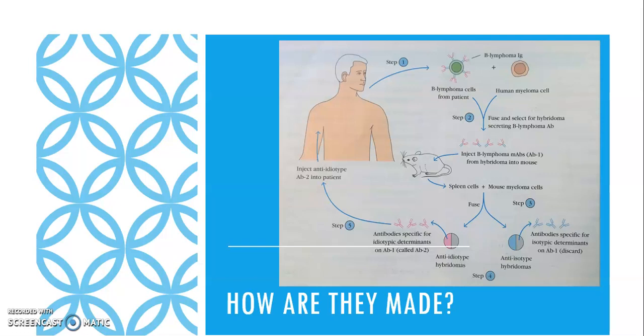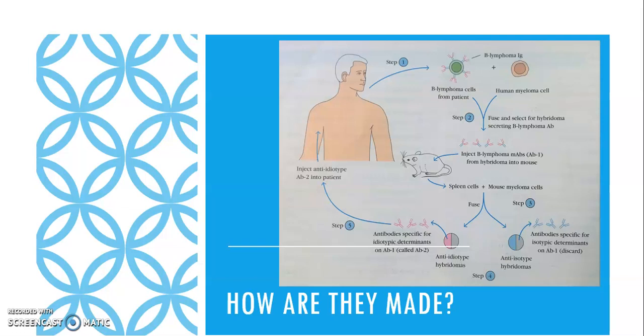Then each B cell produces a single type of antibody. These B cells are then isolated from the spleen of the mouse and mixed with mouse myeloma cells. These two cells are then fused together to form cells that we call hybridoma cells. So you take the B cells out of the spleen of the mouse, fuse them with mouse myeloma cells, and this forms hybridoma cells.